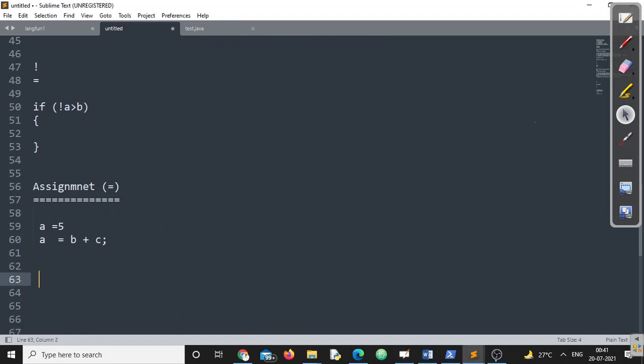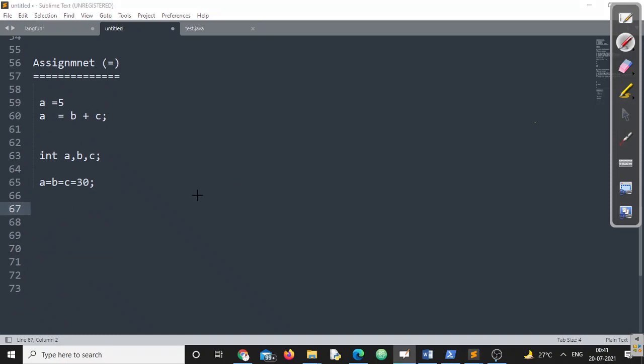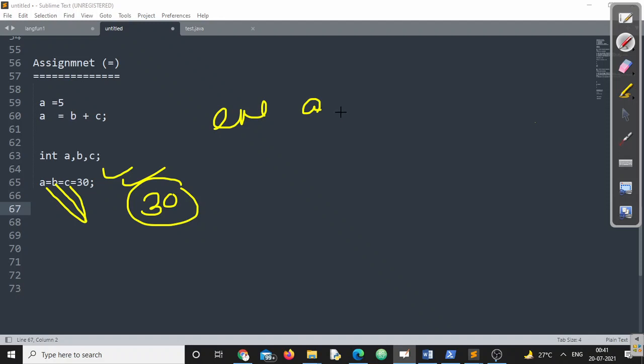This is not the only way I can use it. Let us see how many different ways I can use the assignment operator. Suppose I am writing int A, comma B, comma C. Three variables I took. Now I am writing A is equal to B is equal to C is equal to 30. Now what is going to happen? Value of A, value of B, value of C, all are 30 now. Clear? But remember this point, if I am writing int A equals to B equals to C equals to D equals to 30 at the time of declaration, 100% sure I am going to get an error message.